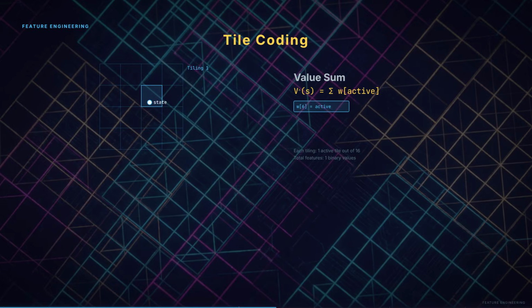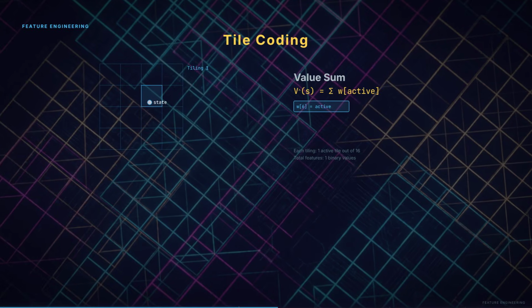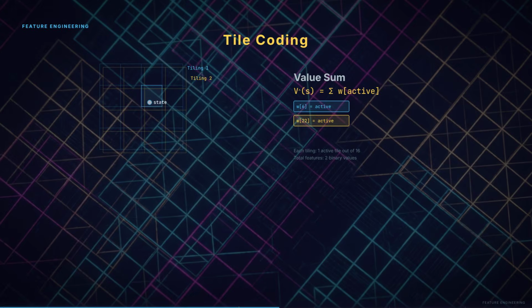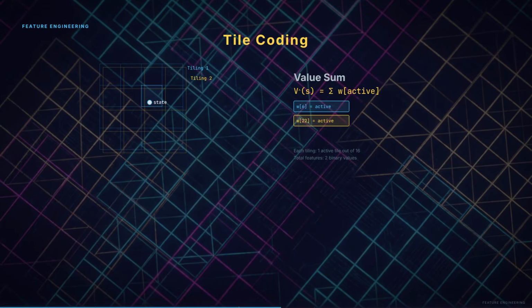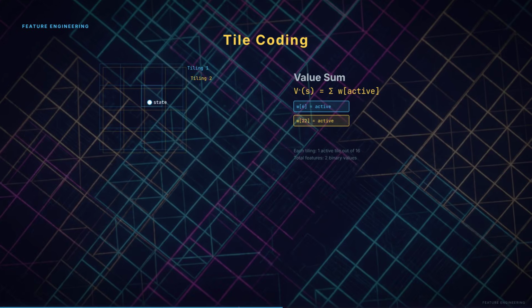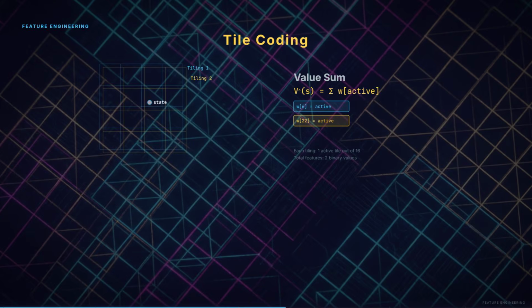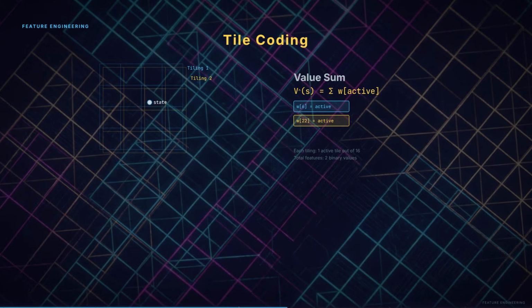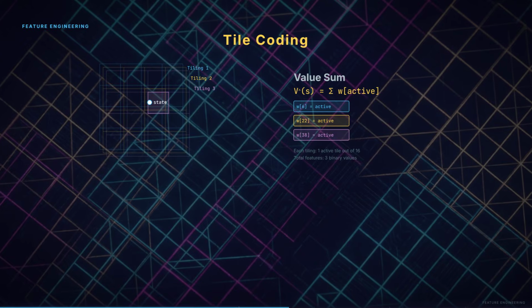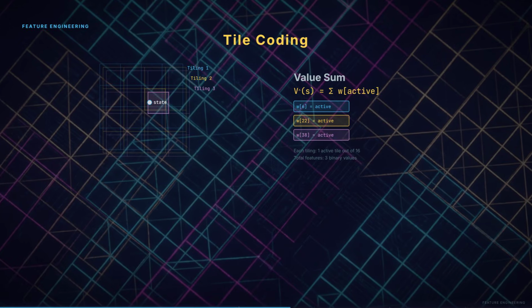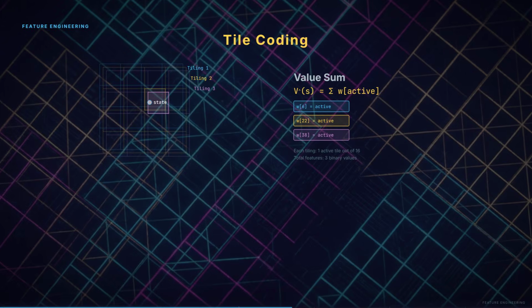Tile coding takes the opposite approach. It lays overlapping grids called tilings over the state space. Each grid is offset slightly from the others. A given state activates exactly one tile per tiling. The features are binary: 1 if the state is in the tile, 0 otherwise.